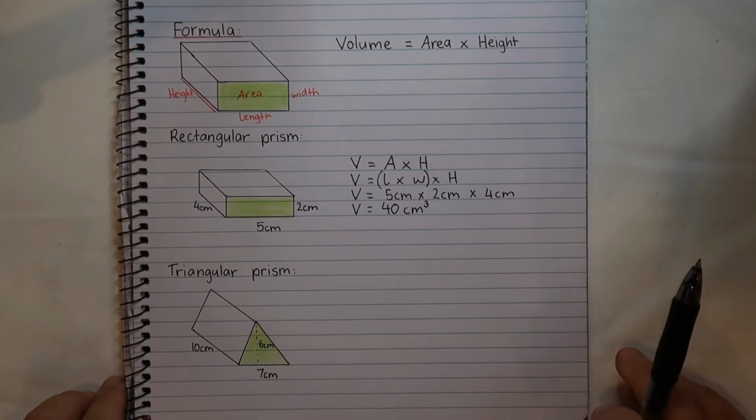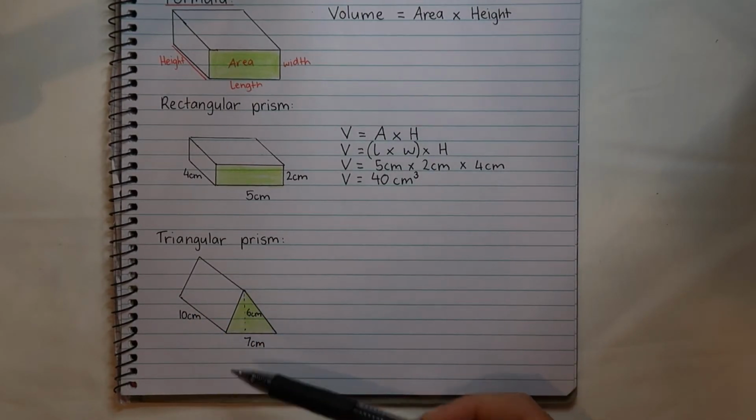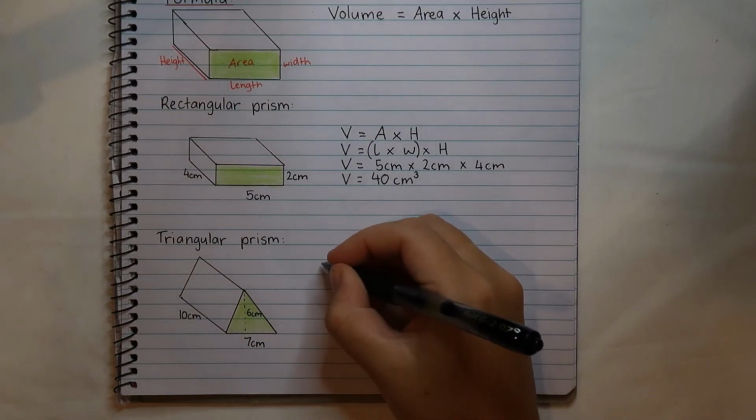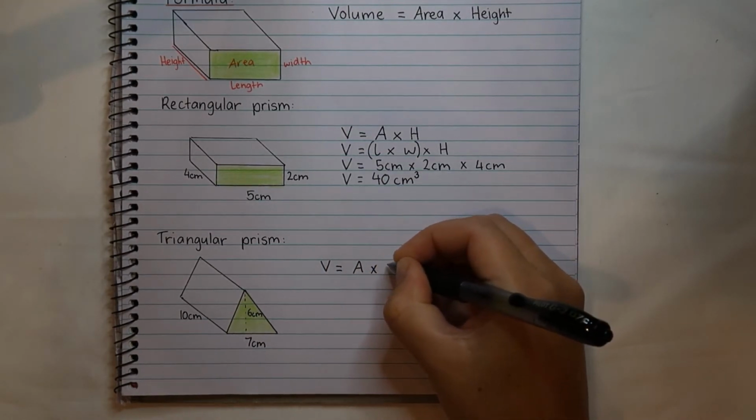So let's do another example where we're not just using a rectangle. So here we have a triangular prism. So my base shape is a triangle, which is colored in green. So let's write out our formula. V equals area times height.